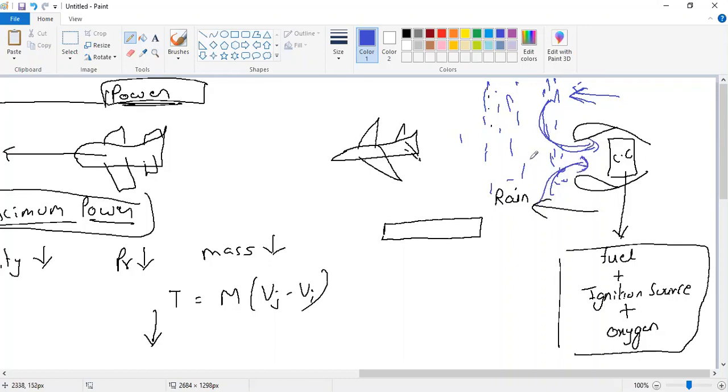Right? What should be my logic? If the rainwater is entering, it might enter the combustion section, which can extinguish the flame. If the ignition source is removed by putting the water, the flame will be switched off. So the engine will not be able to generate the power, right? That is the normal understanding if you don't know how the jet engine works. But we know what will happen over here.